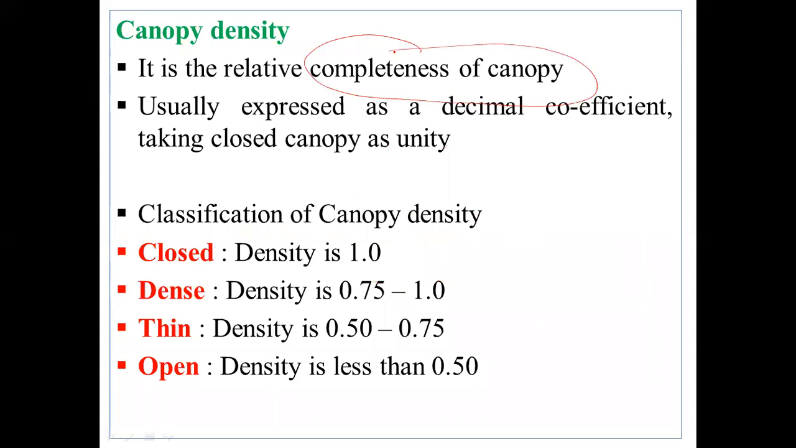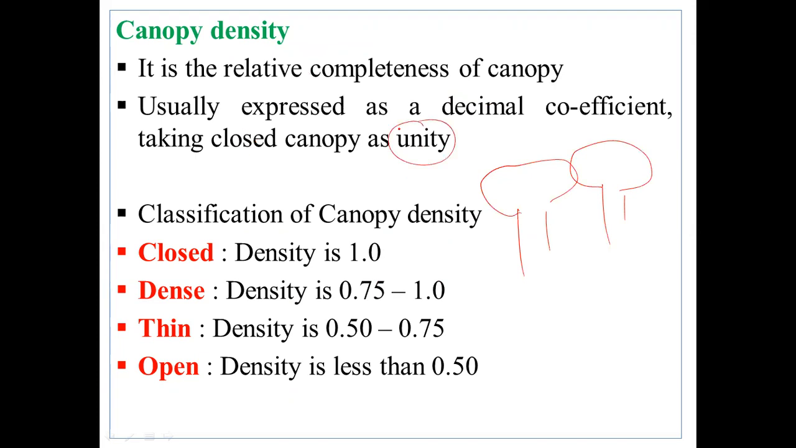This is generally expressed considering the complete, closed canopy as unity, that is, one. Based upon that, we will classify the rest. It is expressed as a decimal coefficient like 0.75, 0.50, and all those things. So next, there are different classifications in the canopy density.